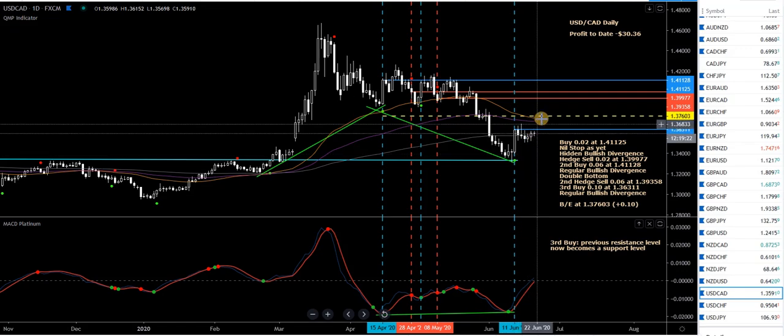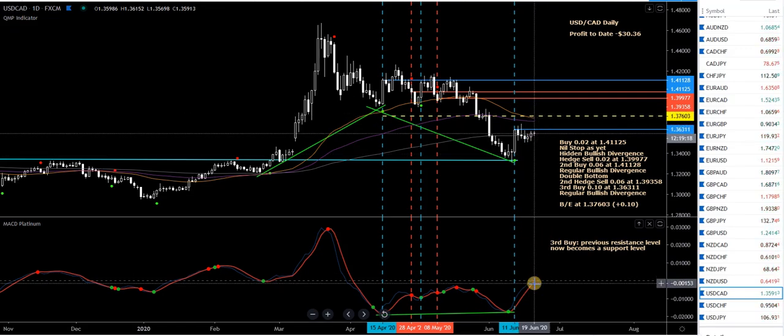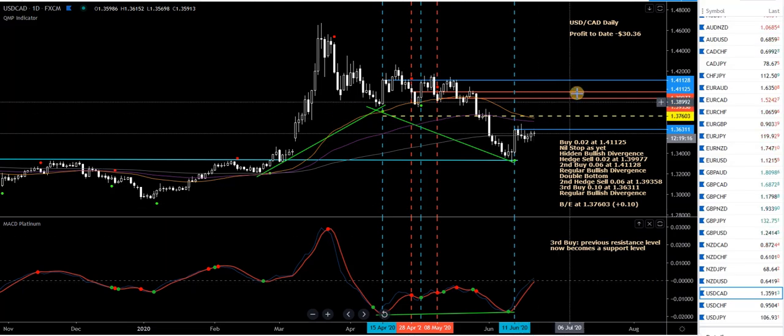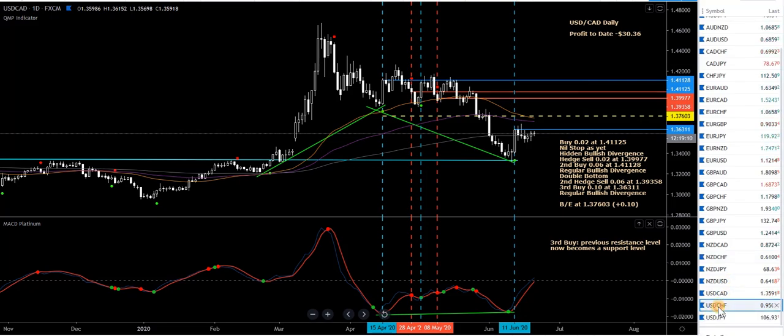So we've just got to get up this yellow line but the MACD Platinum's close to the 0 level. Yeah, it's not ideal, and again, it's one I'm losing on just. All right, yeah, this one, the USD Swiss franc.